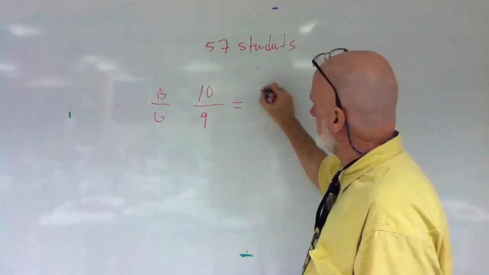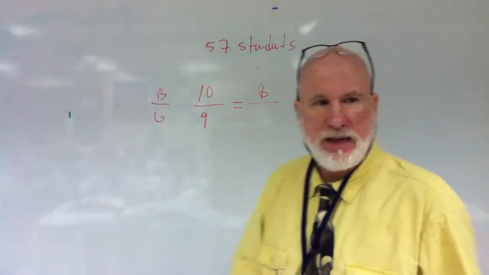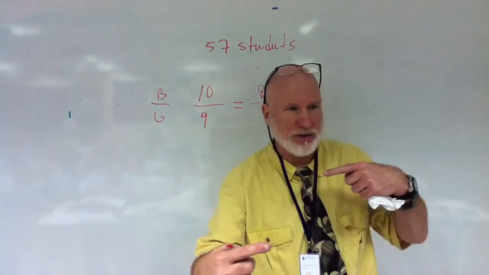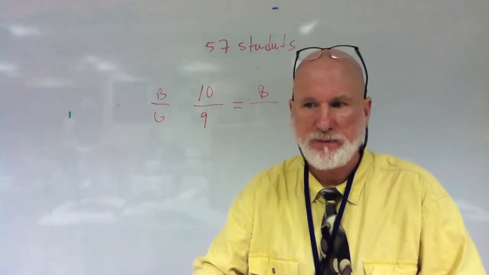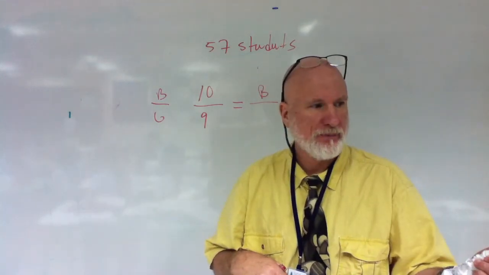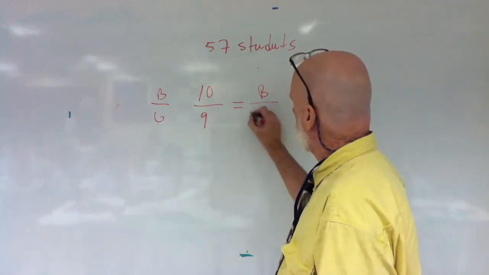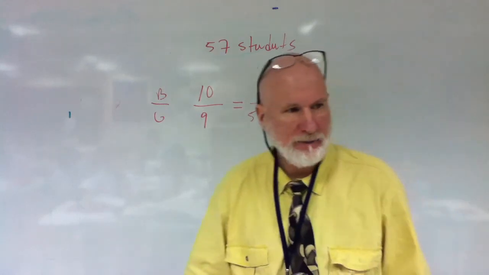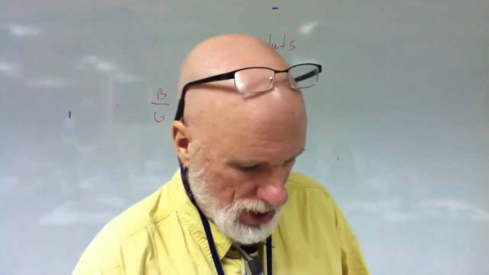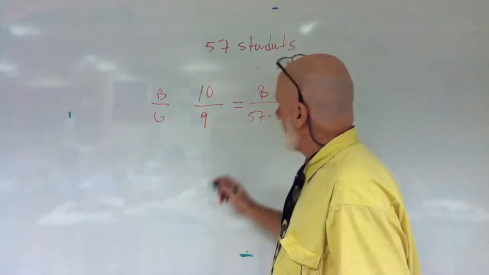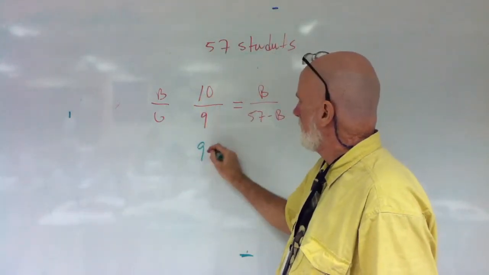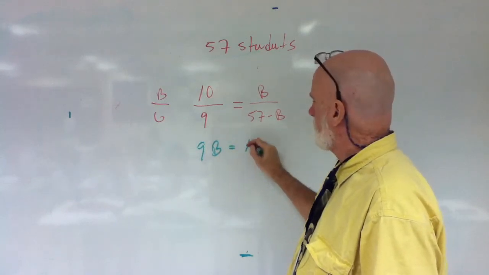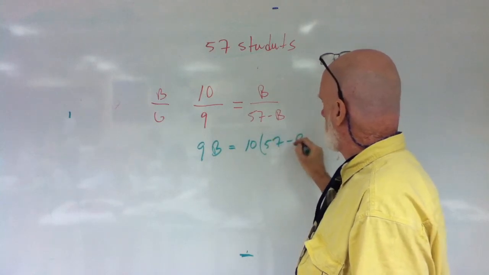Now with 57 students, let's say B is going to represent the number of boys. How would I write the number of girls in terms of the number of boys? 57 minus B. Okay? So, cross multiply. What do you have? 9B equals 10 times 57 minus B.